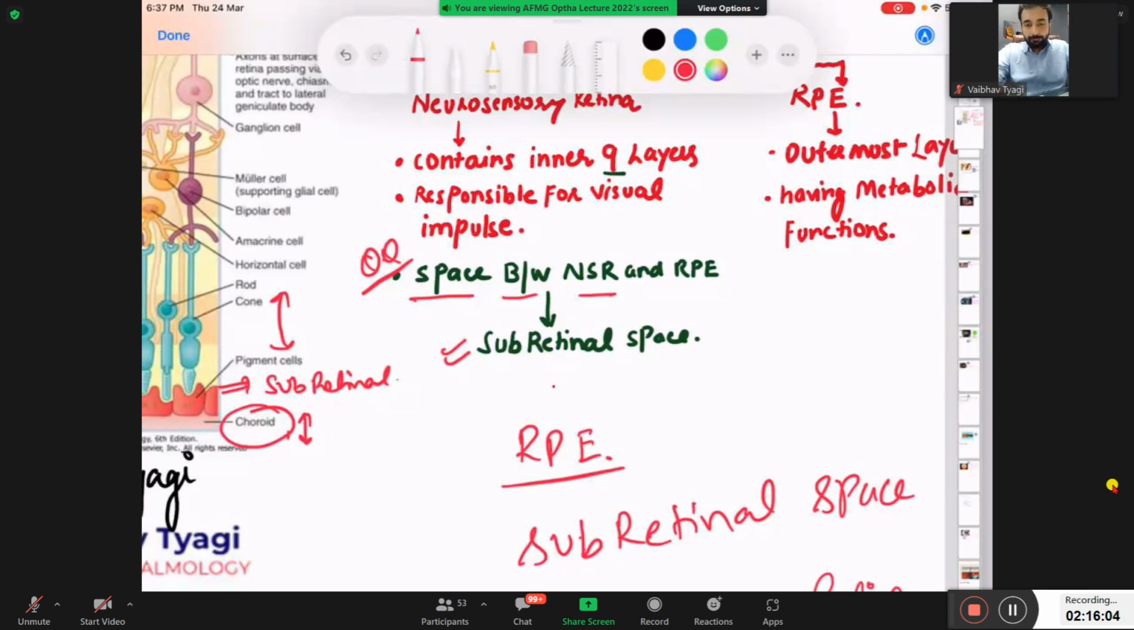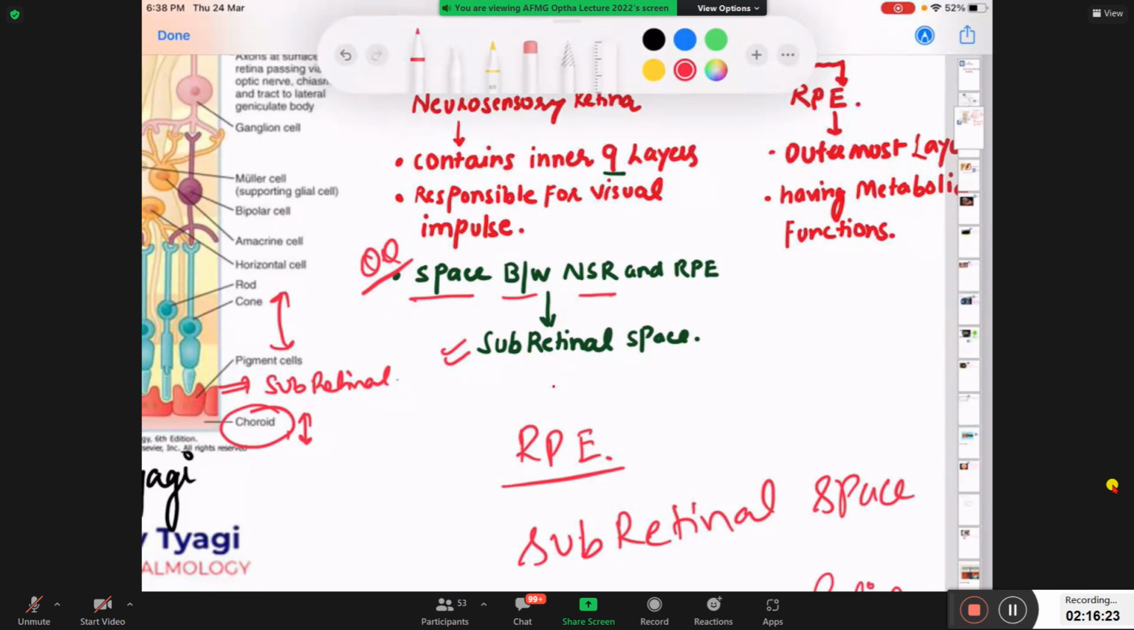Any other queries? Any other questions? Clear? So these were the 9 layers of retina. No need to remember all the names. Okay, just remember these points.